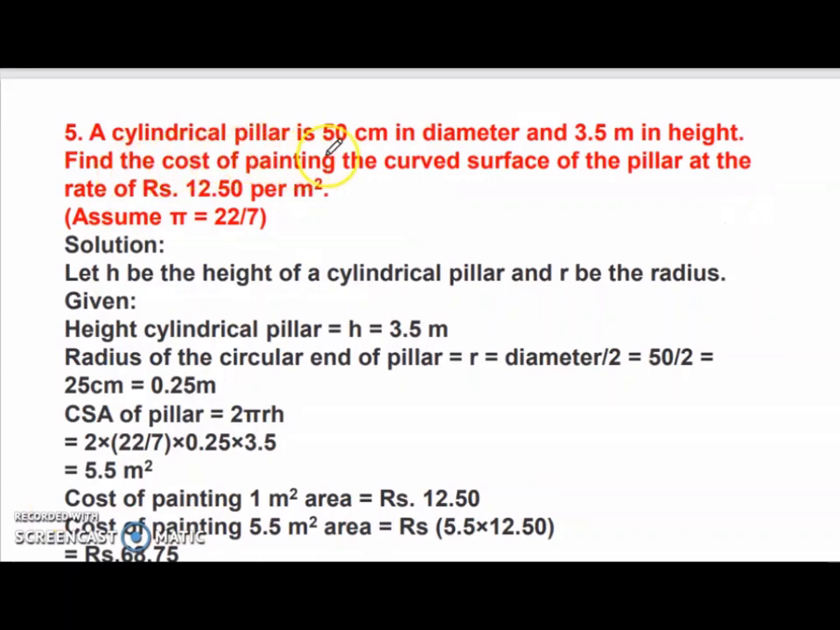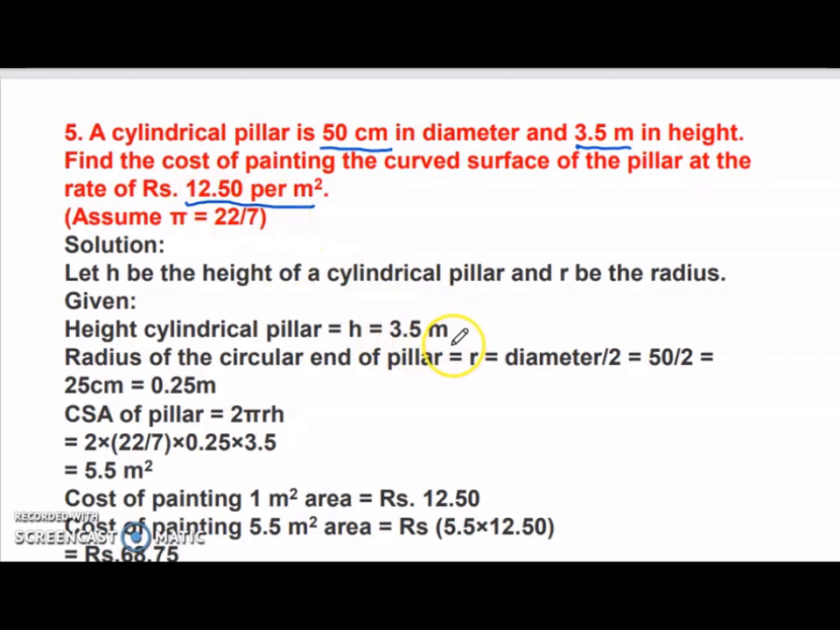A cylindrical pillar is 50 centimeter in diameter and 3.5 meter in height. The diameter is given in centimeters and the height is given in meters. Find the cost of painting the curved surface of the pillar at the rate of 12.50 per meter square. So you have to find the curved surface area here. Then when you multiply with this rate, you will get the total cost.